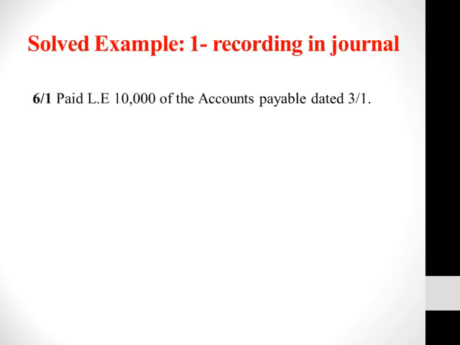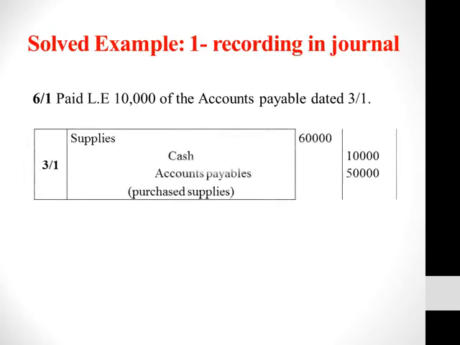On the 6th of January, the business paid 10,000 for the accounts payable dated 3/1. So let's take a look at the journal entry of 3/1. We're gonna find that we have purchased supplies before, paid 10,000 cash, and we still need to pay 50,000 for those accounts payable. So on the 6th of January, we're gonna pay 10,000 for these accounts payable.